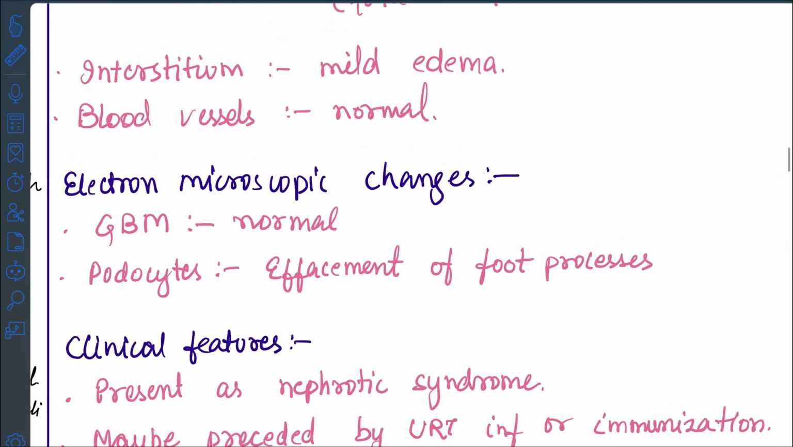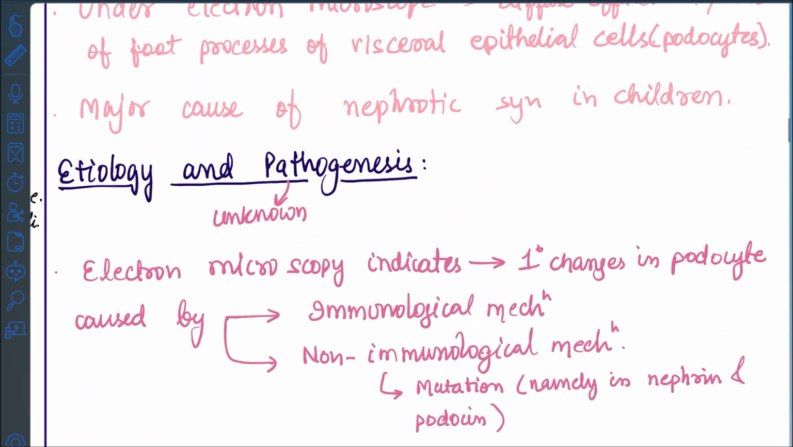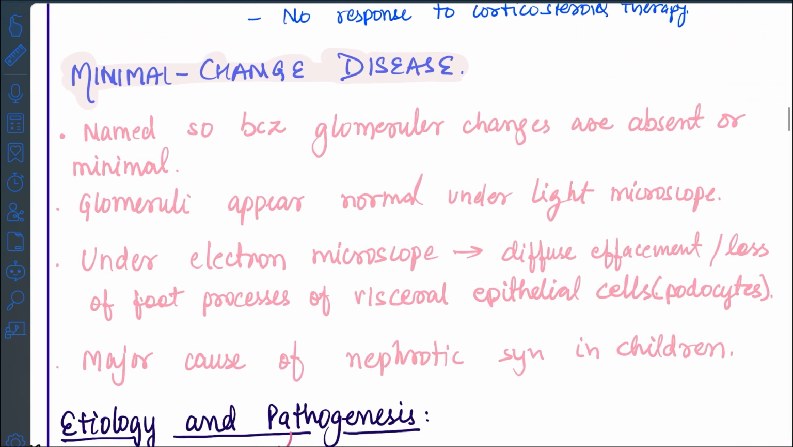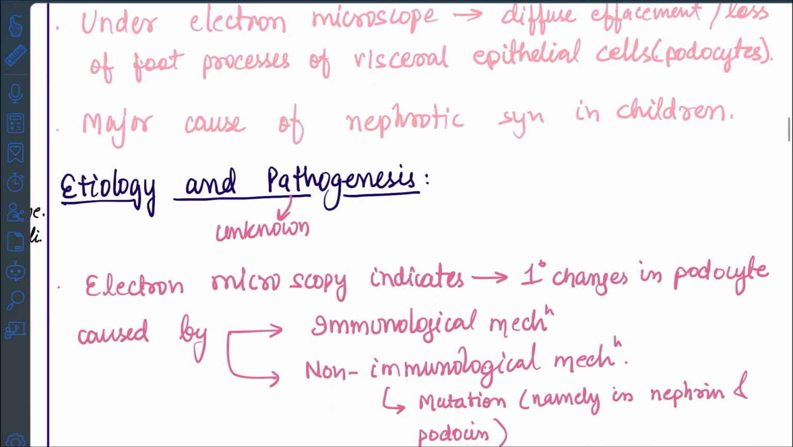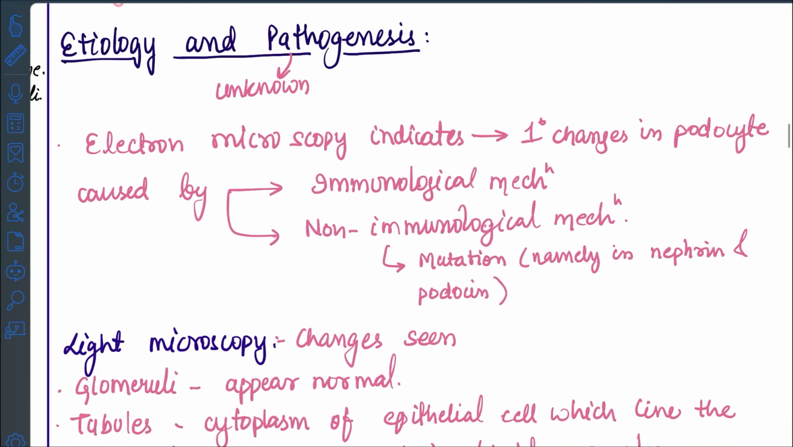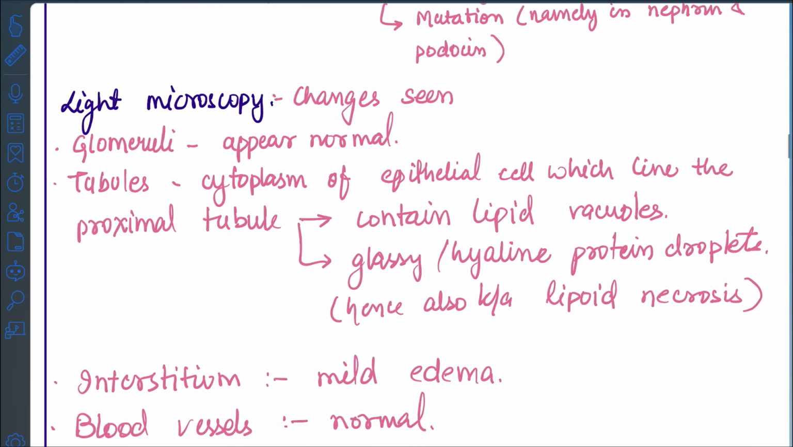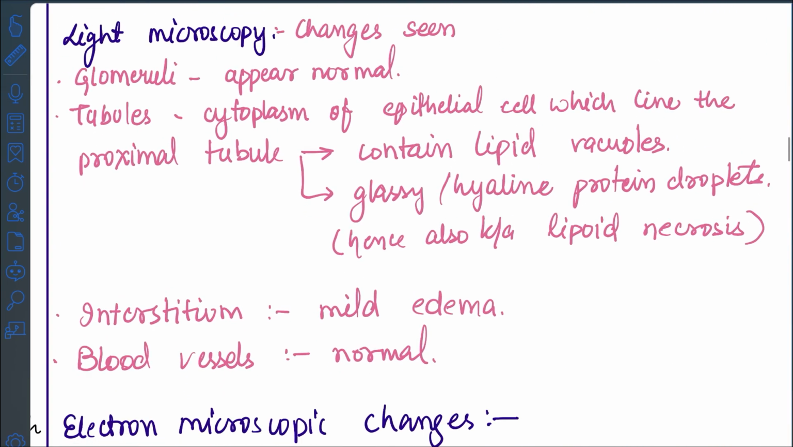So this was all about this lecture, but this chapter is not finished yet. Minimal change disease is one of the most common causes of nephrotic syndrome in children, so you must go through it again nicely, make notes and read about it again. After this, we will move further to diseases like focal segmental glomerulonephritis, and we will deal with those topics in the second part of this video.